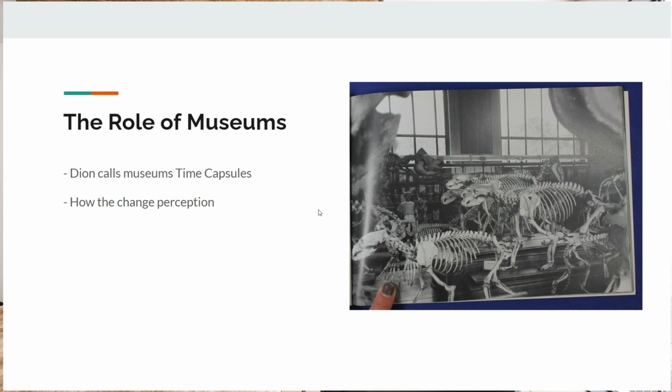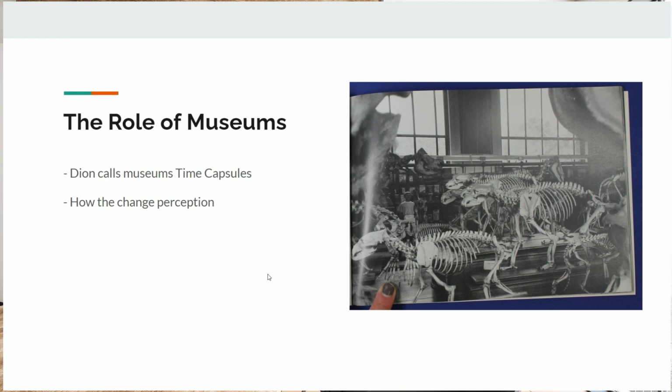So Dion has a unique relationship when it comes to museums. He has labeled them as time capsules and has said that he agrees with their mission of preserving and displaying information, but he's critical of the influence and bias that they can have on viewers. In this instance, Dion was exploring how polar bears can be seen as either a fearsome predator or as a cute victim of global warming.